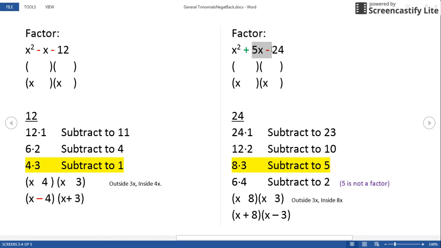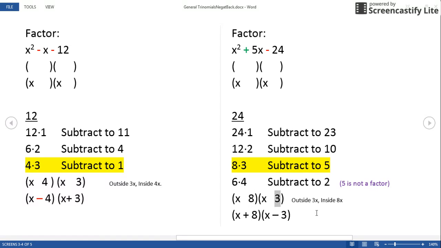With different signs, that means we'll have to subtract to be able to get the 5 in the middle. 24 minus 1, they subtract to be 23. 12 minus 2 subtracts to be 10. 8 minus 3, that subtracts to be 5. So those are the things we're going to want. Let's put an 8 and a 3 in our parentheses.